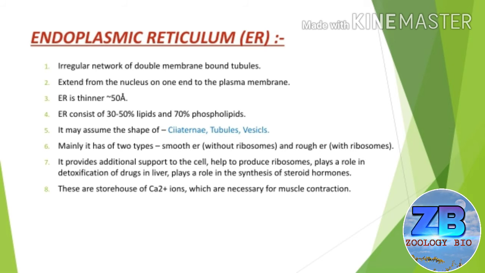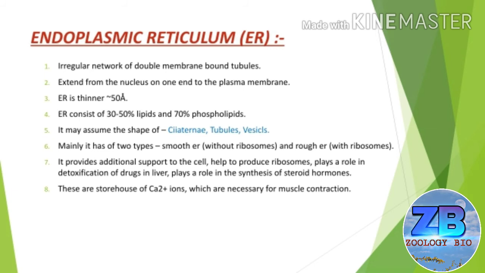Number three, endoplasmic reticulum is found to be greatly involved in glycogen and glucose metabolism. Smooth endoplasmic reticulum plays a role in glycogenesis. Number four, the major site of cholesterol synthesis is smooth endoplasmic reticulum, which also seems to be associated with storage of cholesterol. Smooth endoplasmic reticulum also plays a role in detoxification of drugs in the liver.